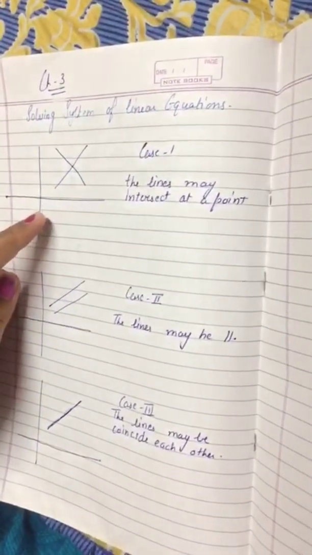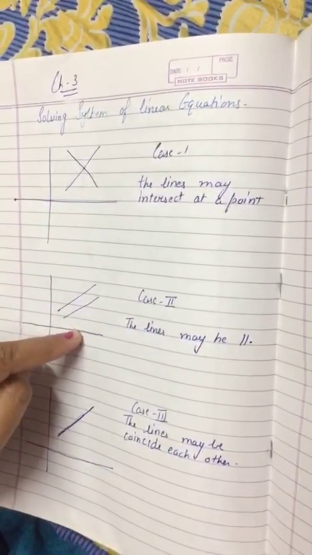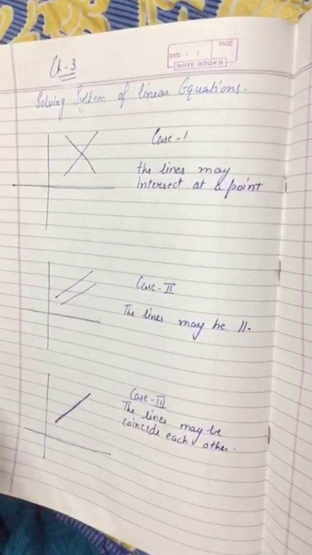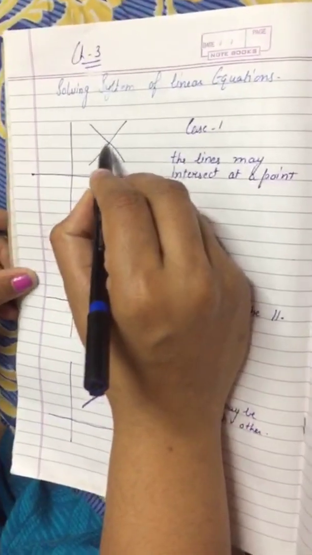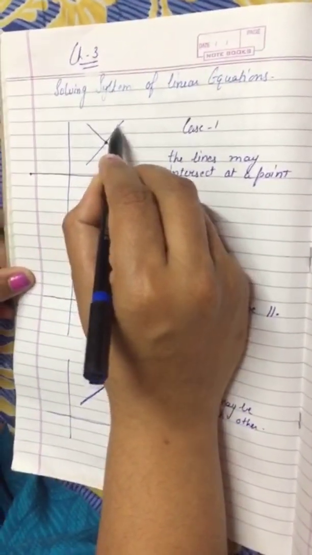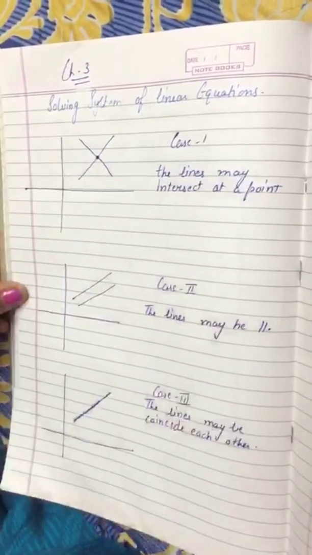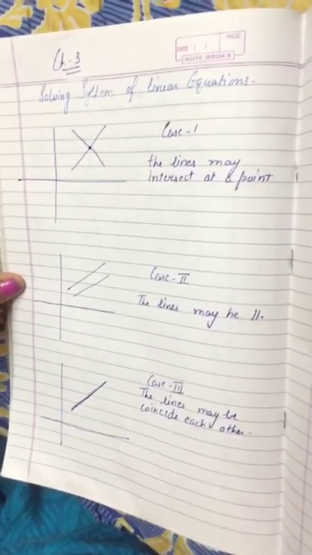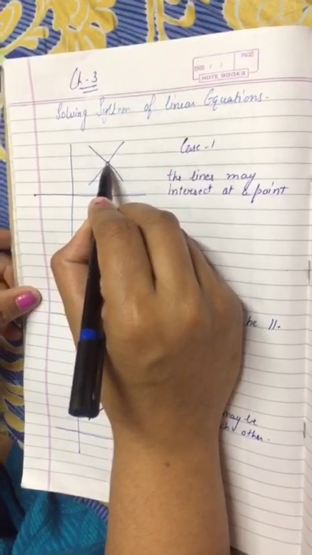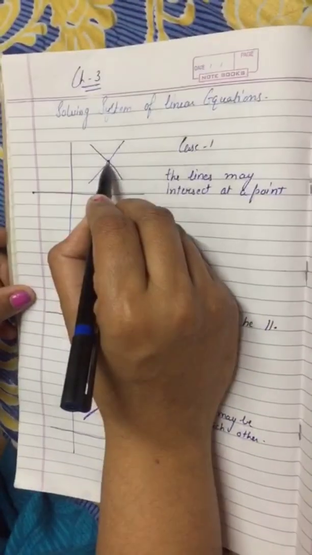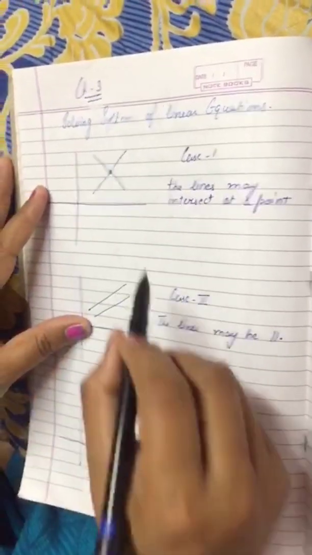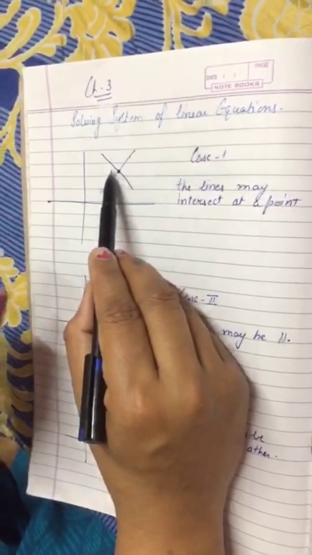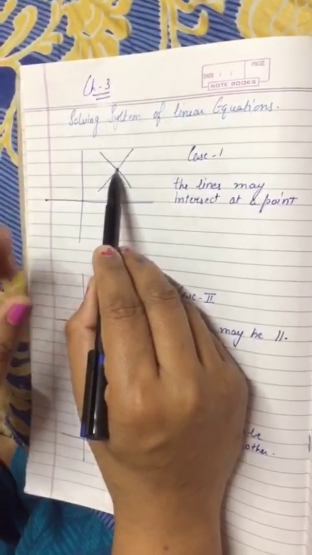Number 1, the lines may intersect at a point. Number 2, the lines may be parallel. Number 3, the lines may coincide with each other. So the solution will come when the lines intersect at a point. You can see that there is one point where the lines intersect. You can think of a scissor: the two blades of a scissor are joined at a point, and that point is called the intersecting point. Similarly, where the lines meet, that point is called the solution.